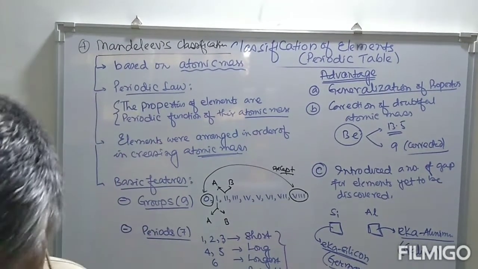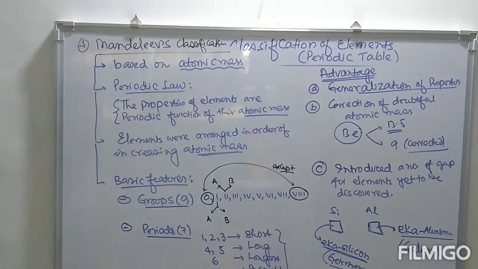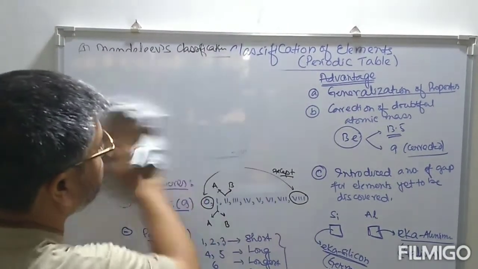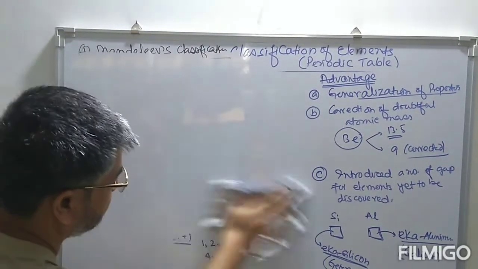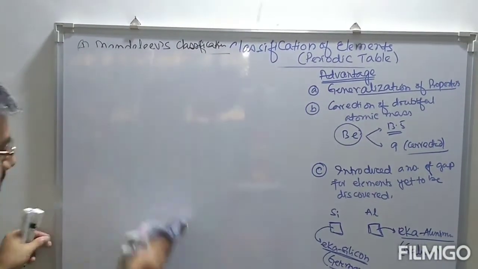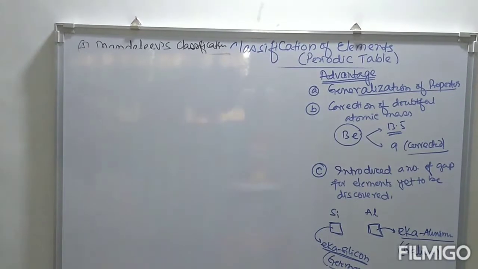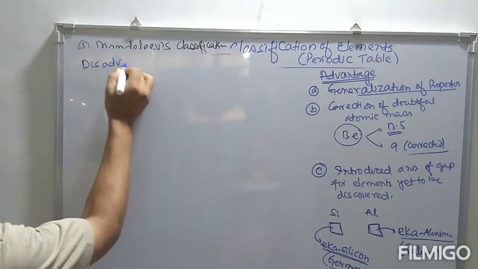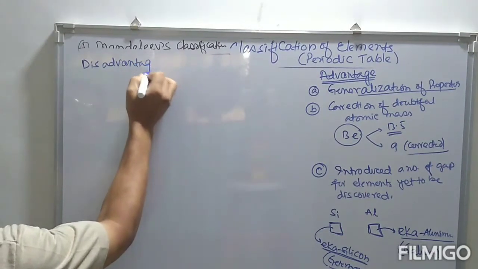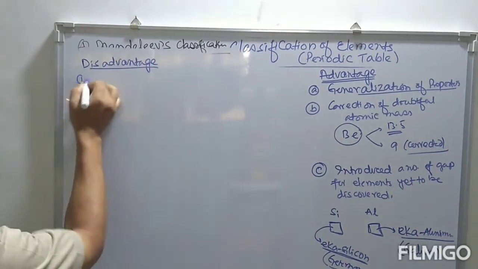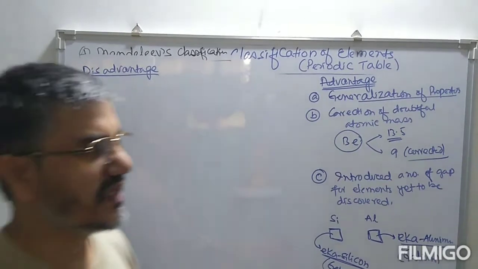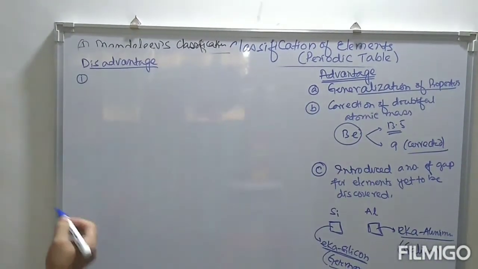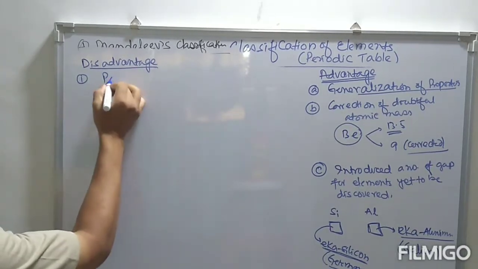Along with this, let's see some of the disadvantages of this classification also. Disadvantage. While discussing the disadvantages of Mendeleev's periodic table, the first thing that comes to mind is the position of hydrogen.